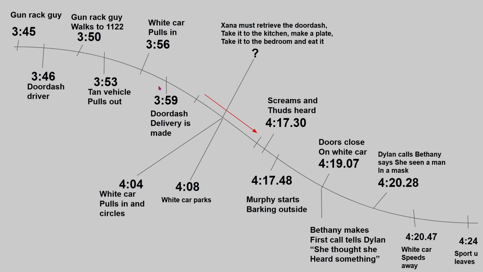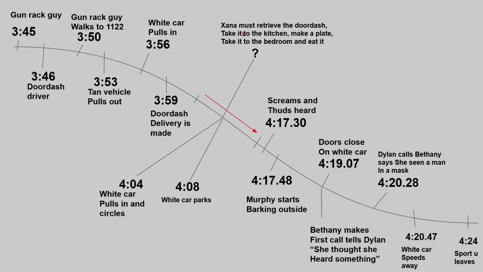But when we look at this timeline of events, things that we know we can verify between 3:59 and 4:17, we know that at some point Xana must have retrieved the DoorDash order from the front porch. She must have taken it to the kitchen because there are still DoorDash bags with her name on it in the kitchen. I didn't want to believe it for a long time, but now I have to because of the fries in the bedroom. But you had an empty bag of DoorDash in the kitchen. You had an empty fry container, and you had a fry container on top of the microwave. We believe it was all from that night.